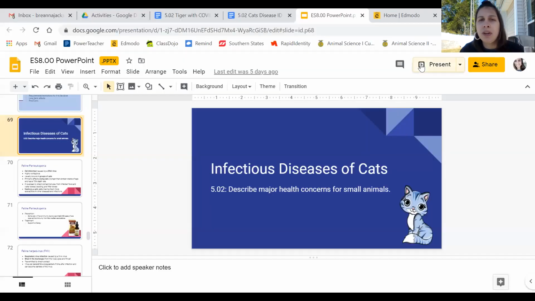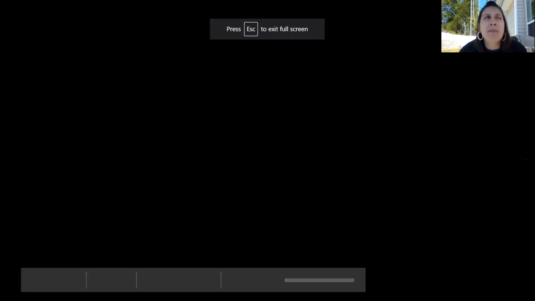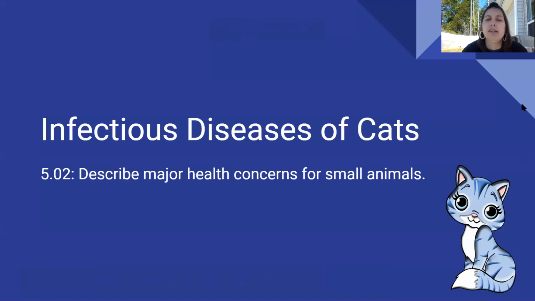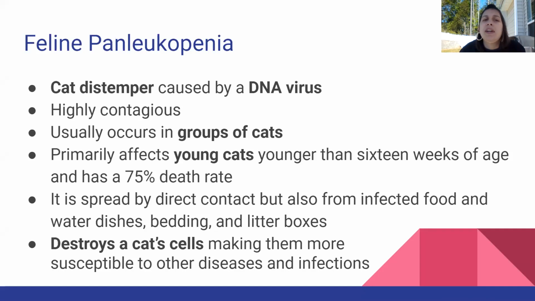Starting with the PowerPoint, since we've got about 20 slides, we're going to start out with infectious diseases, so diseases that cats can get from other cats, diseases that are contagious, they can be transmitted. The first one is Feline Panleukopenia. This is essentially cat distemper. We talked about dog distemper or canine distemper that dogs can get and ferrets can get. Feline Panleukopenia is essentially the cat version.